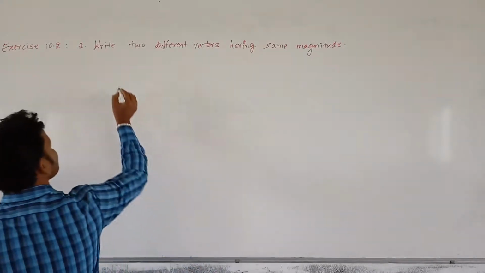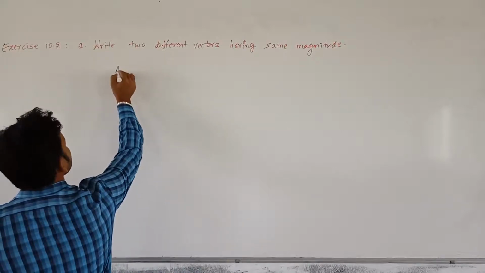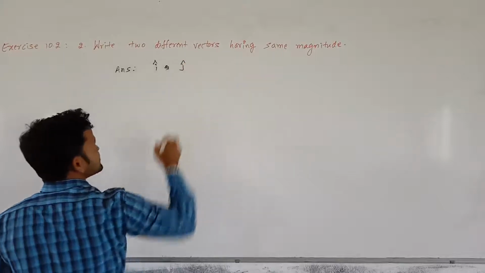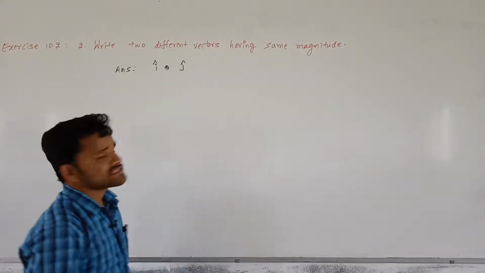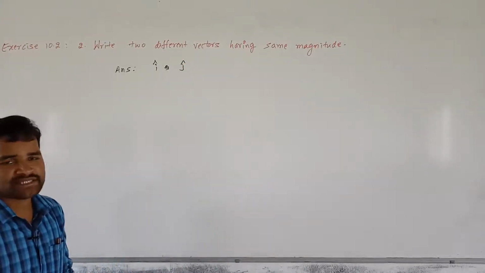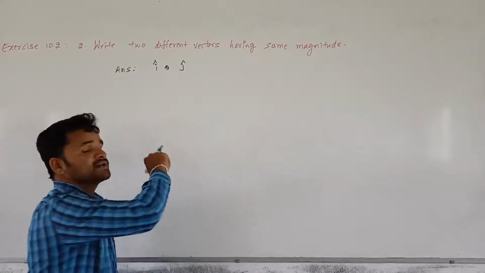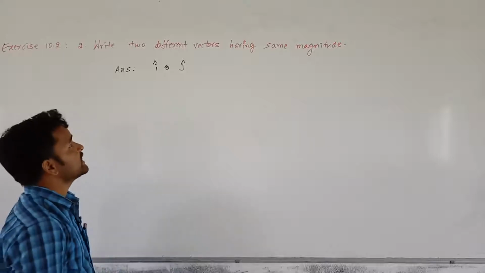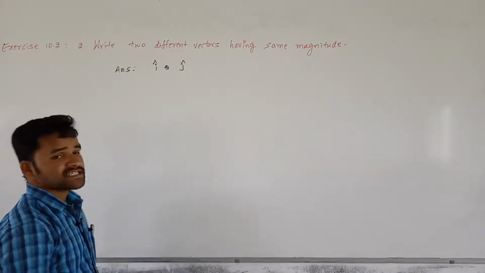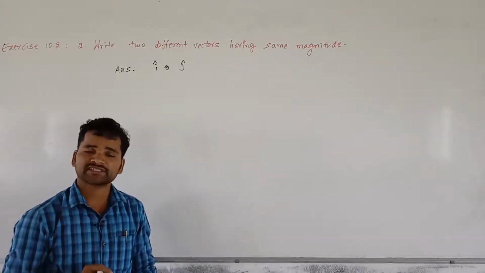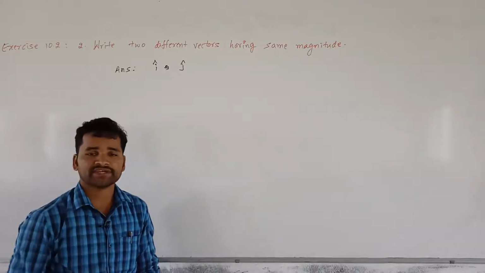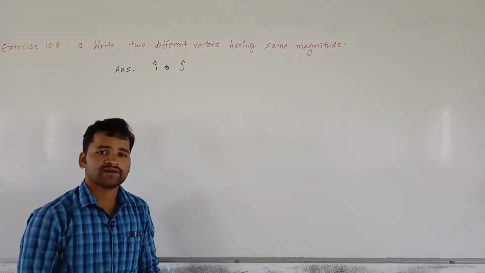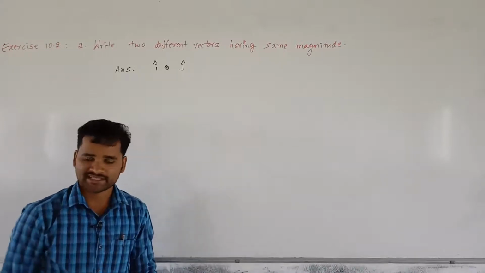Let me write a very simple answer: vector i and vector j. Do they have the same magnitude or not? Yes, they have the same magnitude. Its magnitude is 1, and the magnitude of the other is also 1, square root of 1, that is 1 only. And what about the direction? Direction is totally different. i is in the direction of the x axis, j is in the direction of the y axis. So, this is the answer.